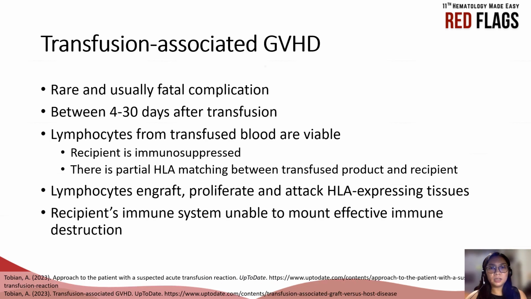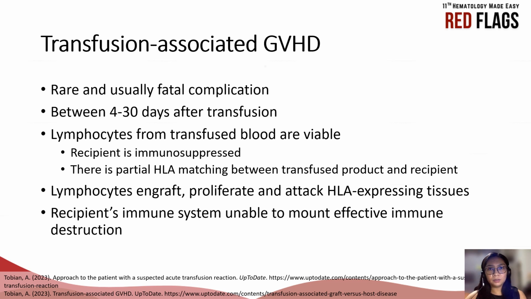The next delayed transfusion reaction is transfusion-associated graft versus host disease. It is a rare and usually fatal complication of blood transfusion in which lymphocytes from the transfused blood component attack the recipient's tissues. This typically develops between 4 to 30 days after a transfusion. This may occur when transfused lymphocytes are viable and one of the following is present. Number one, the recipient is immunosuppressed, or number two, there is partial HLA matching between the transfused product and the recipient.